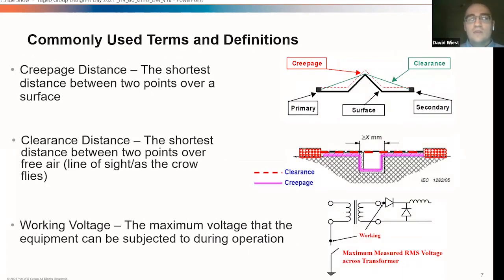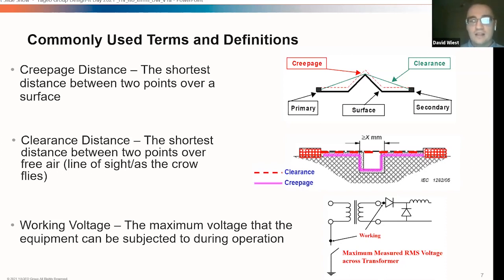I do want to touch on some very common terms that are important to understand. The first being the clearance distance, the second bullet there. If you're talking about 2 points, be it a PCB trace, a pair of PCB traces, or 2 pins, say the primary and secondary on a transformer, the clearance distance is the shortest possible path between 2 points, or in other words, as the crow flies or line of sight. So on a PCB, you can imagine this is simply the distance between 2 traces.